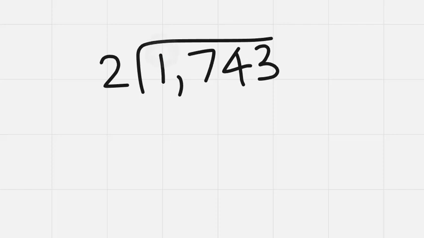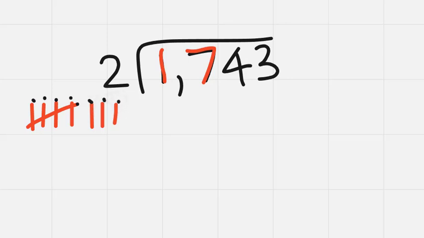We're going to begin by looking at the 1, which is less than 2, so we cannot divide. We look at the number next door, which is 7, so we're going to look at 17. We'll count by 2 until we get as close as we can to 17 without going over. Let's count. 2, 4, 6, 8, 10, 12, 14, 16, 18. Too high, so we stop at 16. That's 1, 2, 3, 4, 5, 6, 7, 8.